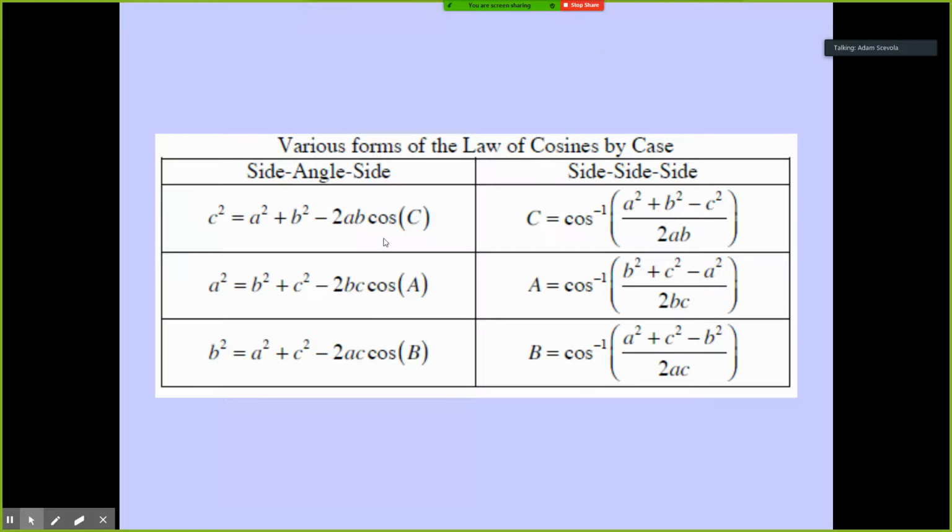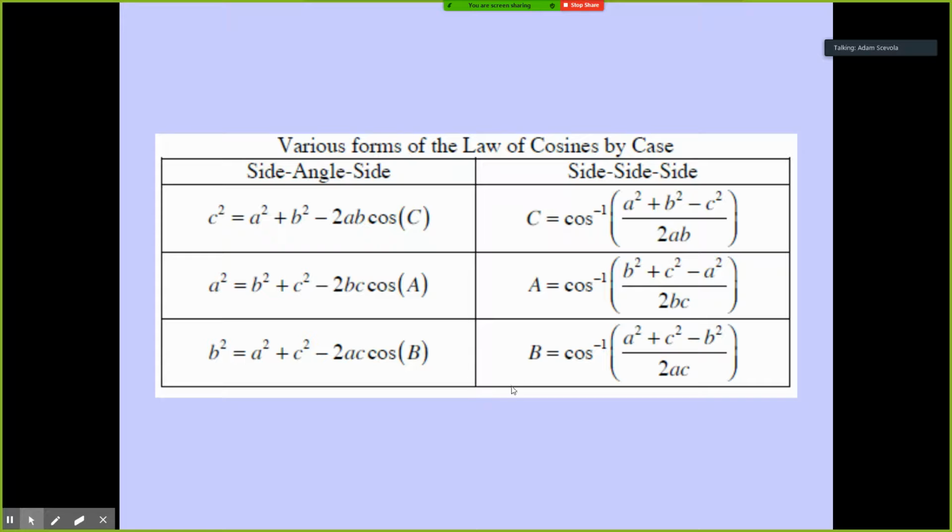All right. So I described earlier that side C is across from angle C. One way to do this is to always relabel your triangle so that side C and angle C are across from each other, and you're either given angle C or you're looking for angle C. Or you can label your triangle any way, and then use any of these versions of the formula. So if you label your triangle in a way where you're looking for angle A, then you can use this second formula here.